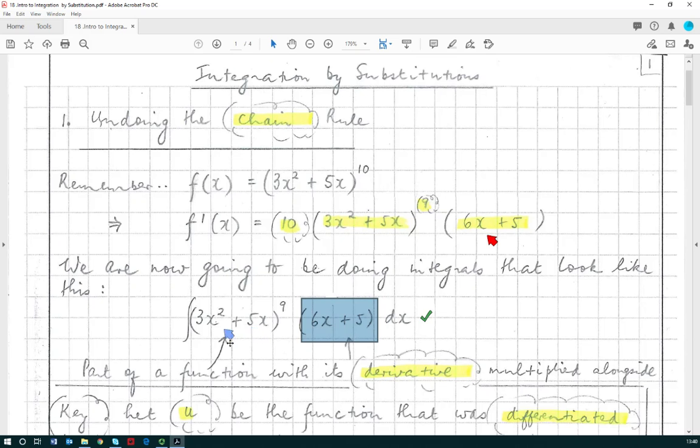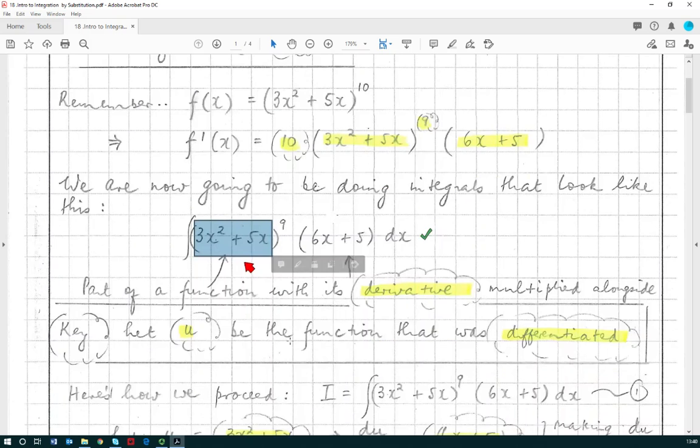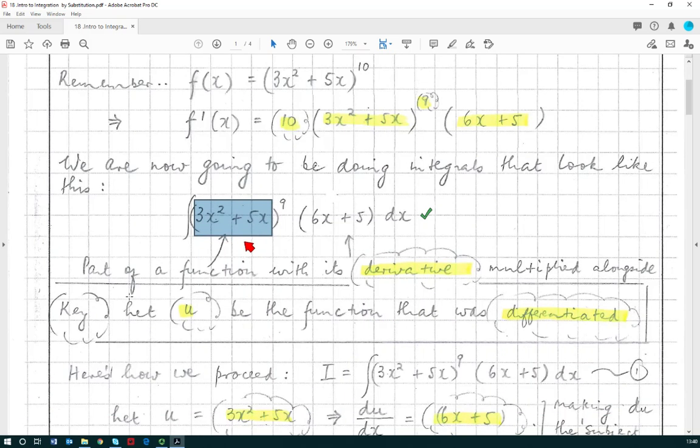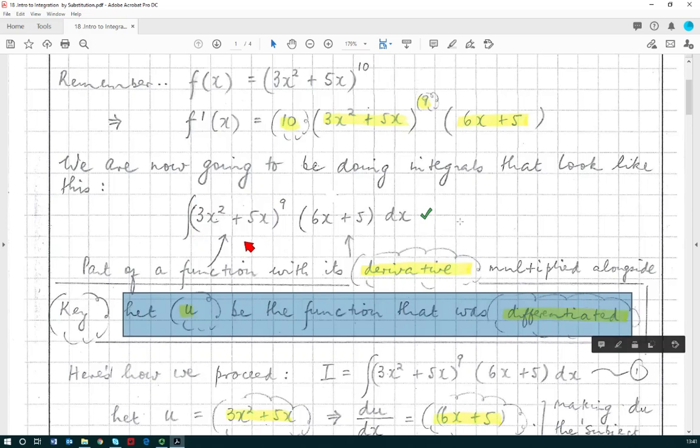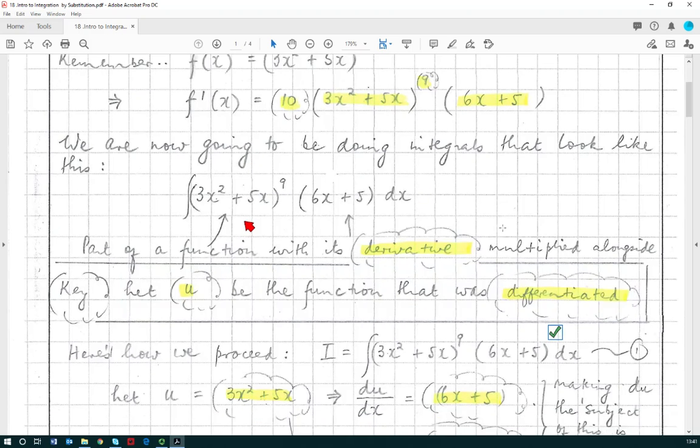Okay, so you've got part of this function, just that part there, not the power 9 as well, with its derivative alongside. And you always let the function that was differentiated be u. Okay, so let's go. This is the substitution I'm making. Key: let u be the function that was differentiated. Okay, let's see what happens now. These three words are the key.